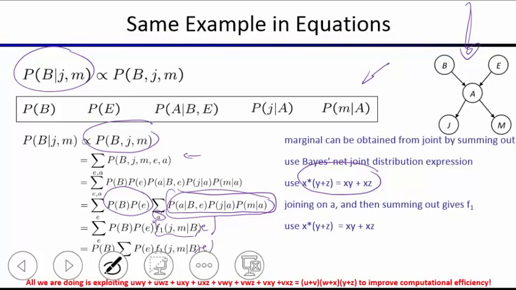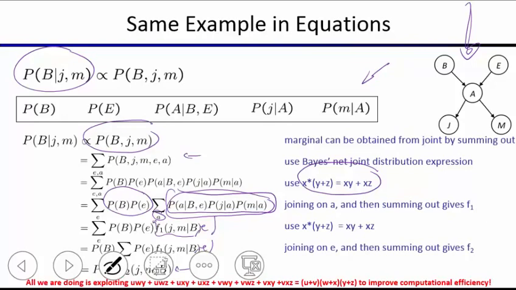We do a join over E, sum over E. We're left with a new factor, F2. And this is now effectively the answer to our query once we join these together up to normalization. Any questions about how this math corresponds to the more mechanical view of variable elimination?